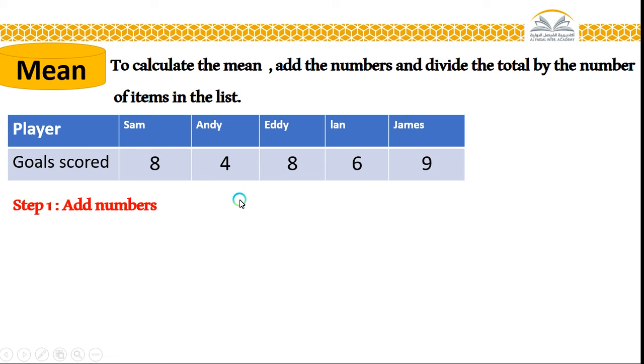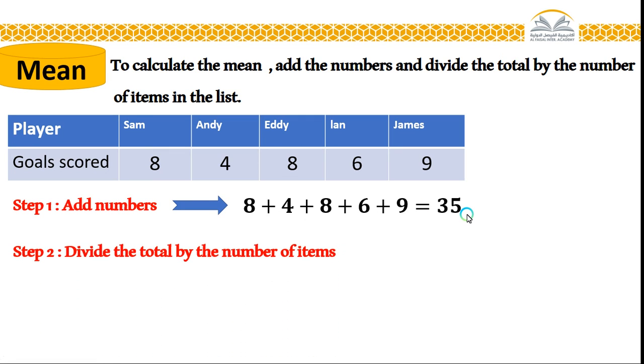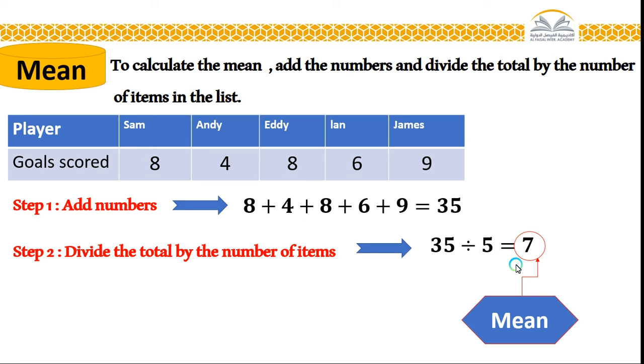So first step, add numbers. After simple calculation, I will find that 8 plus 4 plus 8 plus 6 plus 9 will be 35. My second step, I will divide this total by the number of items in this list. So Sam, Andy, Eddie, Lan, James, all these names make 5. So I will divide 35 by 5, and I will get 7. This is our mean.